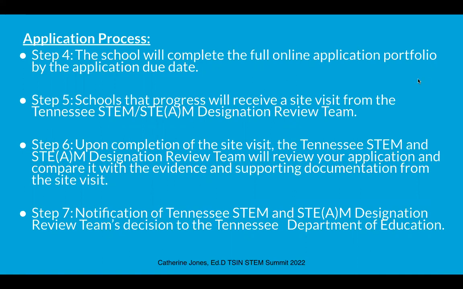Step 5, the schools that progress will receive a site visit from the STEM or STEAM designation review team. And then upon completion of the site visits, the designation review team compares the application to the site visit evidence, and then they notify the schools who receive designation. And even if a school doesn't receive designation, they receive feedback that will help them improve their program. So if you don't receive designation the first time, use that feedback to improve the program.